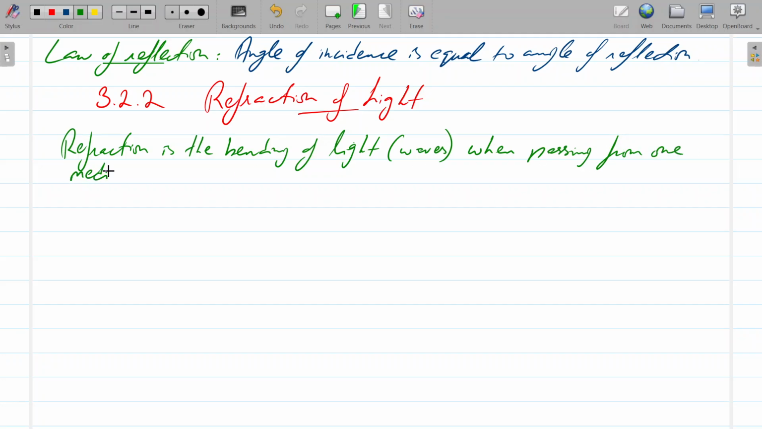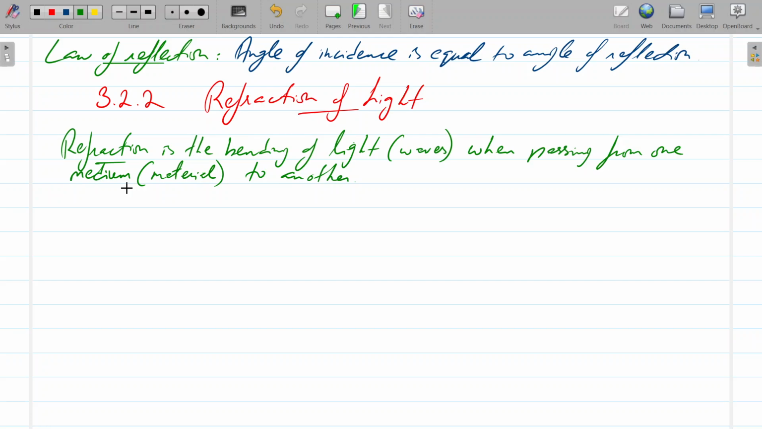So the term used is medium, which means material. In the case of light, you'll normally come across three different media: air, glass, and water. Three different materials, they're called media. So when passing from one medium to another, that is the definition of refraction.